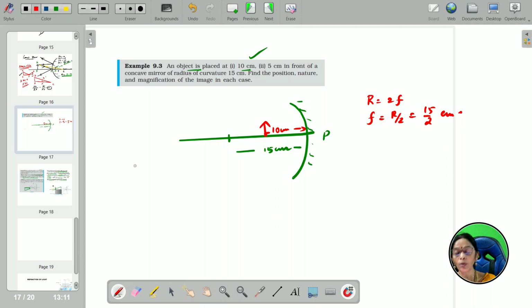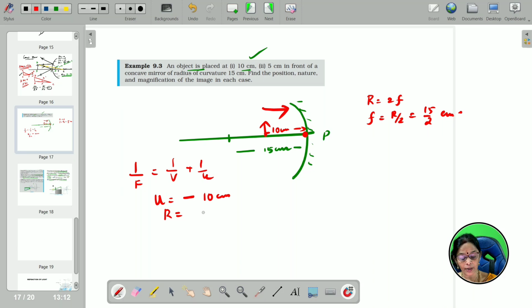First of all, write down the concave mirror formula. Can you try? 1 by f is equal to 1 by v plus 1 by u. You have to apply the sign convention. The light comes from the object, and you have to measure the distance from the pole of the mirror. So u is negative, that is, minus 10 centimeter.